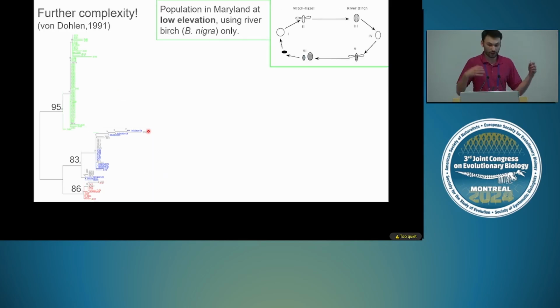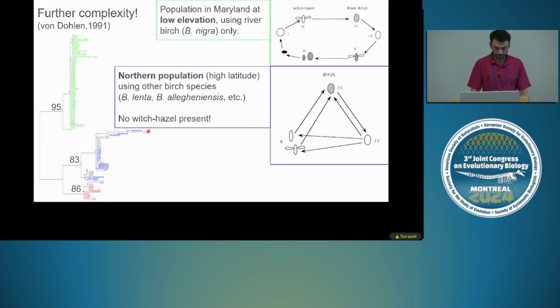And to complicate this further, it extends to some of their ecology, where this lowland population is only using river birch, Betula nigra, and is typically found at lower elevations. While the northern population is using other birch species, which the lowland population isn't found on at all. So they're becoming less host specialized, or were less host specialized.